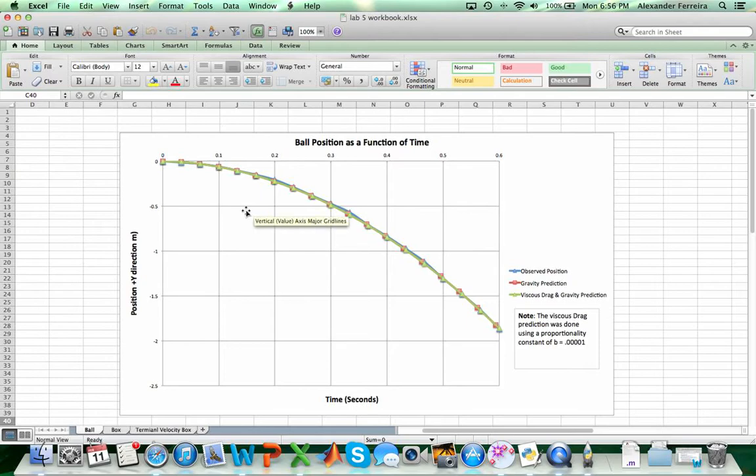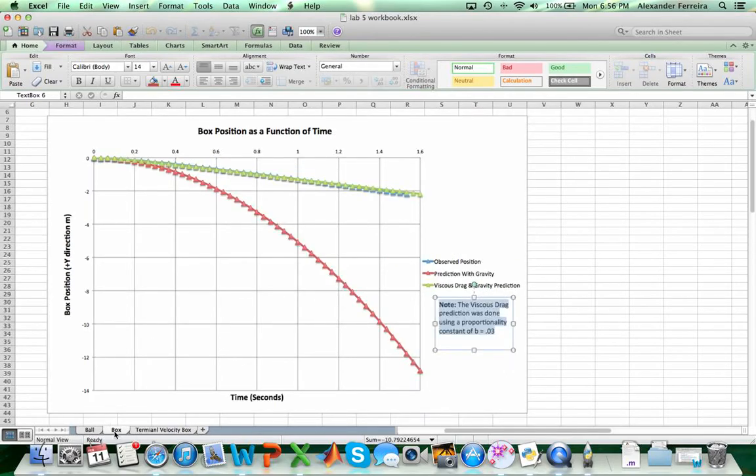However, when we did model the drag, this green line, the constant of proportionality had to be so small to make it fit the data. 0.00001 was the drag proportionality constant. Therefore, the drag force was nearly zero. So basically, all of these lines are showing that the ball didn't experience a whole lot of drag, and therefore it was accelerating downwards due to gravity. It did not have a constant velocity, and the net force on that was not zero.